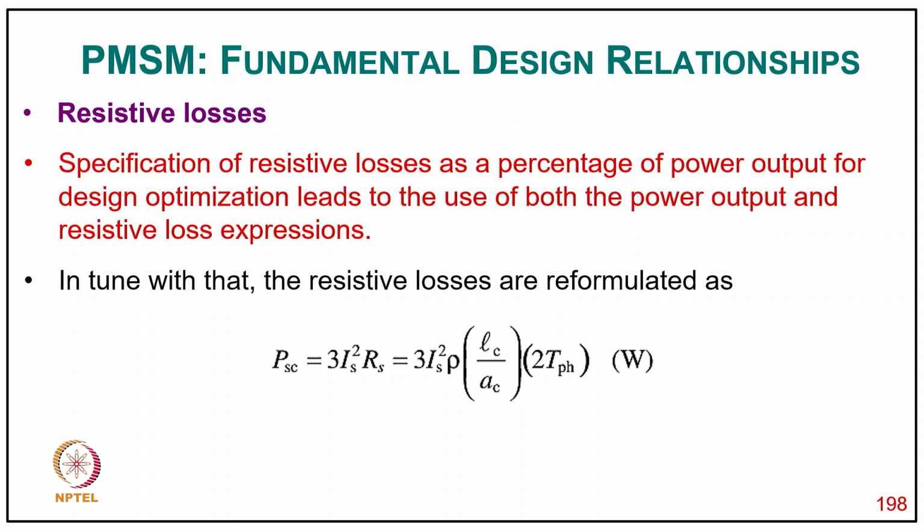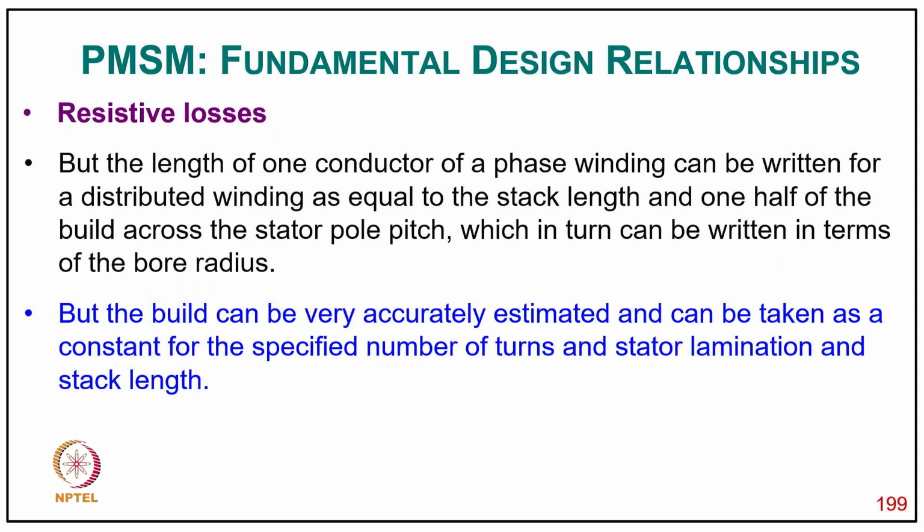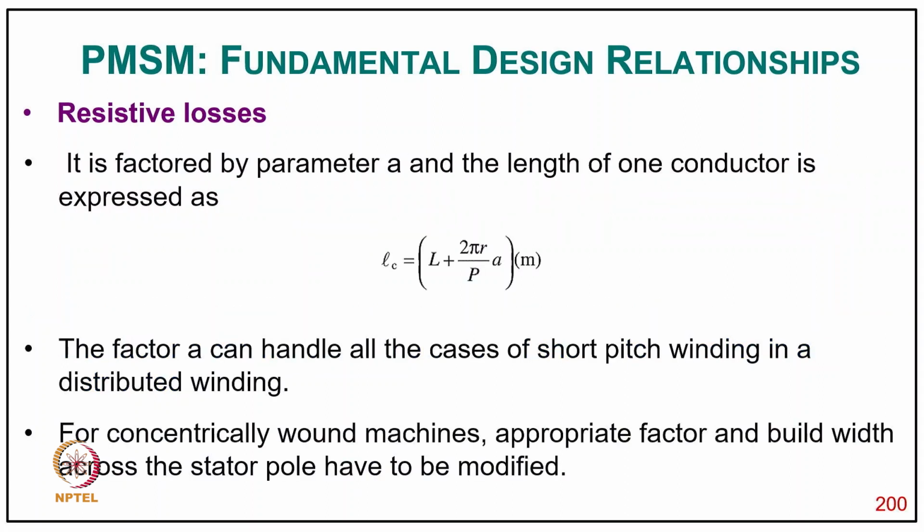So in tune with that, resistive losses are reformatted as PS equal to 3 IS square RS, equal to 3 IC square rho LC upon AC into 2 TPH in watt. But the length of one conductor of a phase winding can be written for a distributed winding as equal to the stack length and 1/2 of the build across the stator pole arc, which in turn can be written in terms of the bore radius. But the build can be very accurately estimated and can be taken as a constant for the specified number of turns, stator laminations and stack length.